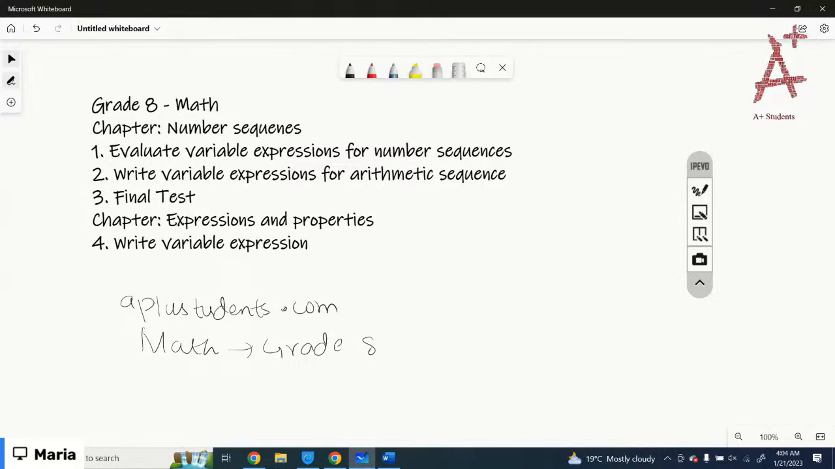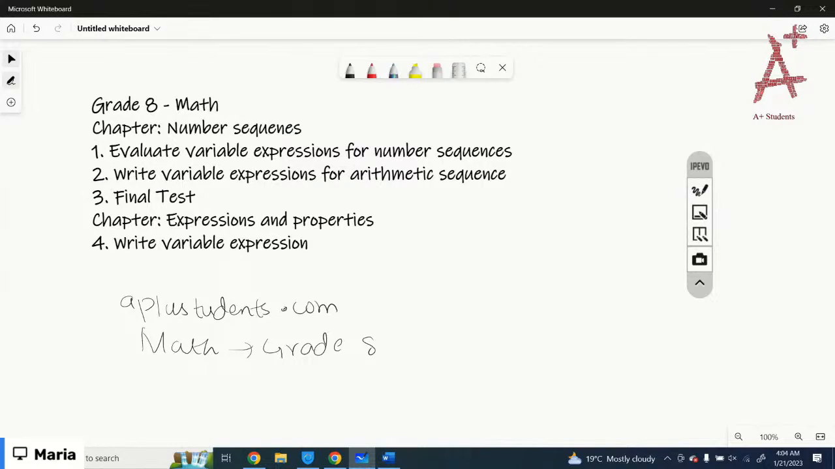There you can find a list of the chapters. We're going to start with the chapter number sequences. The lessons we're going to cover today are evaluate variable expressions for number sequences, write variable expressions for arithmetic sequences, the final test. Then we'll start the new chapter, that is expressions and properties. And the lessons we're going to cover from the chapter are write variable expression.